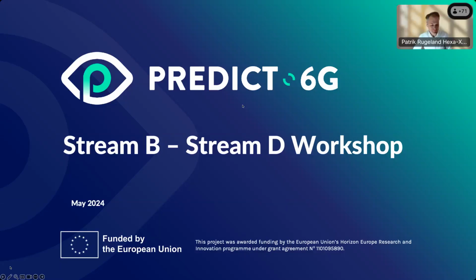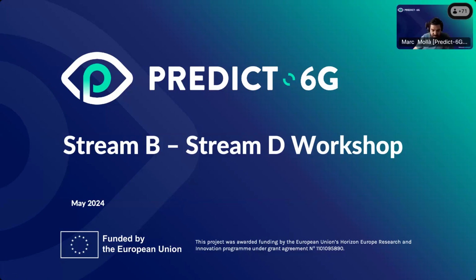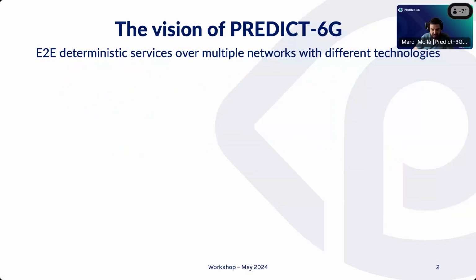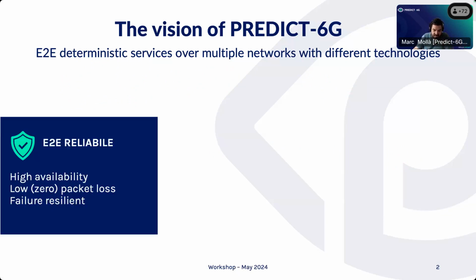Great. So my name is Marc Mollà from Ericsson, Spain. I'm here to present the Predict 6G project. This is a project that focuses on end-to-end deterministic services that can span across networks with different technologies and different administrative domains. According to our vision, we define determinism using 3 concepts.